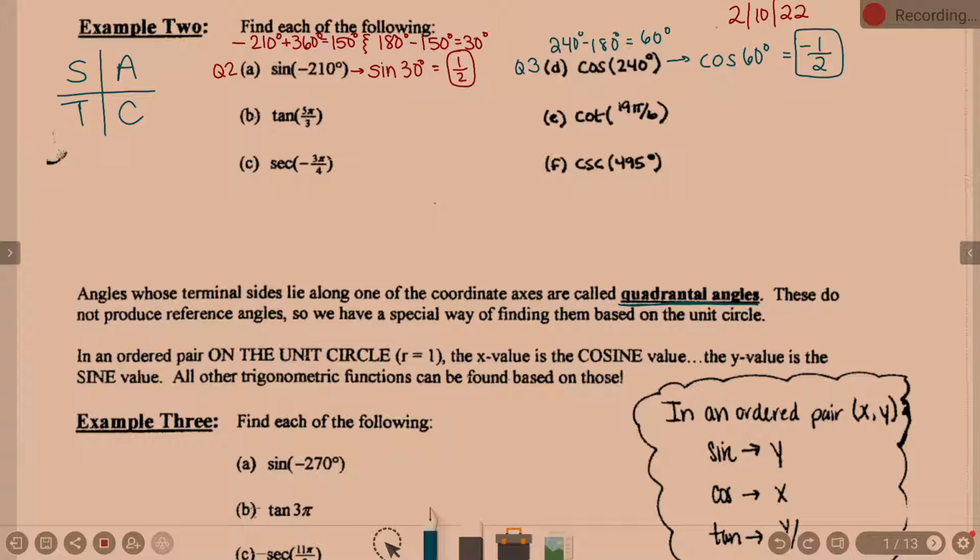Tangent of 5 pi over 3. The fourth quadrant. If you want to just go straight to your unit circle, you possibly could, right? 5 pi over 3 is down there in quadrant 4, correct?